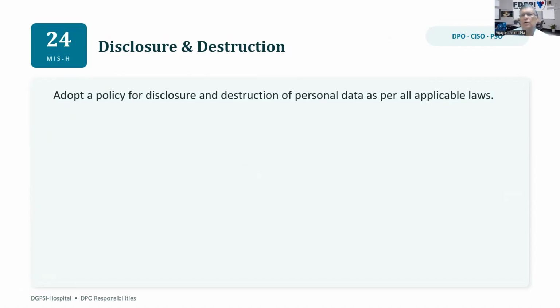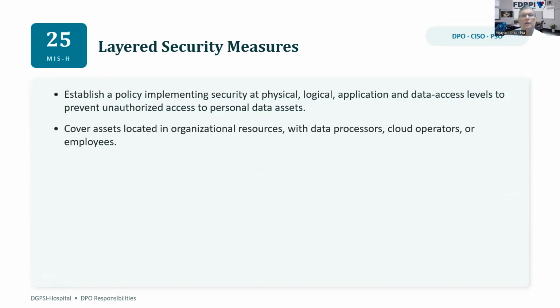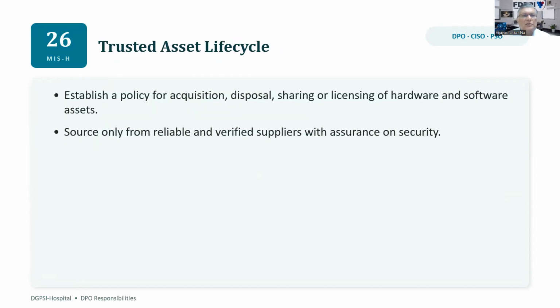MIS 24 relates to disclosure and destruction. Adopt appropriate policy for disclosure and destruction of personal data as per applicable laws. MIS 25 is establish a policy for implementing security at physical level, logical level, application and data access levels. Cover assets located in organizational resources also with the data processors, cloud operators, or with employees.